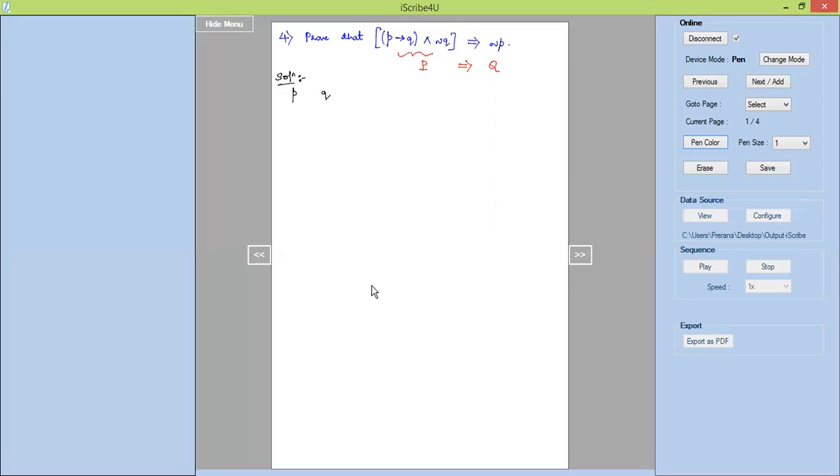P, Q. We will require P conditional Q. Next we have negation Q. Then we will be taking AND between these two. So P conditional Q and negation Q we will be considering. I'll just put a bracket here for convenience. Then lastly we have negation P.